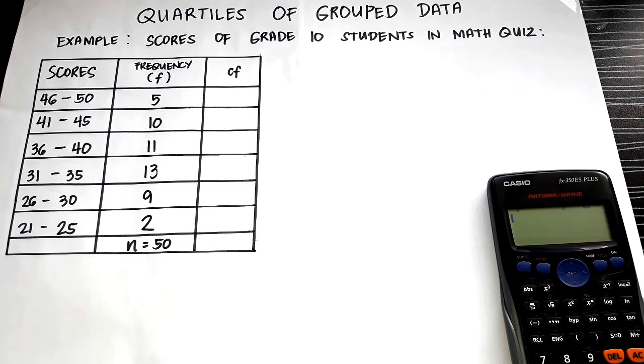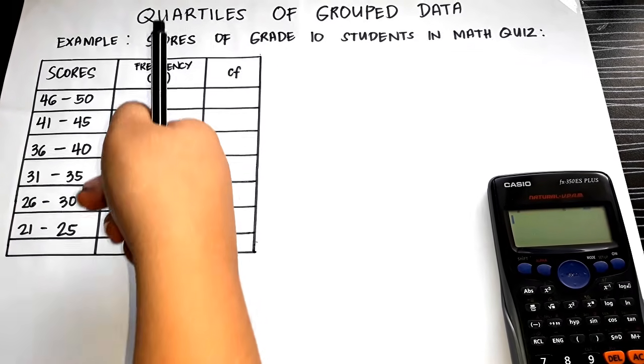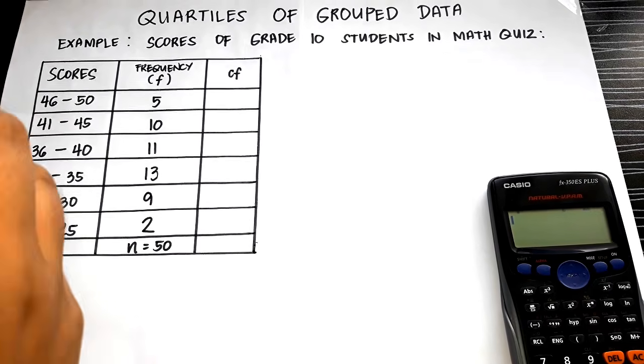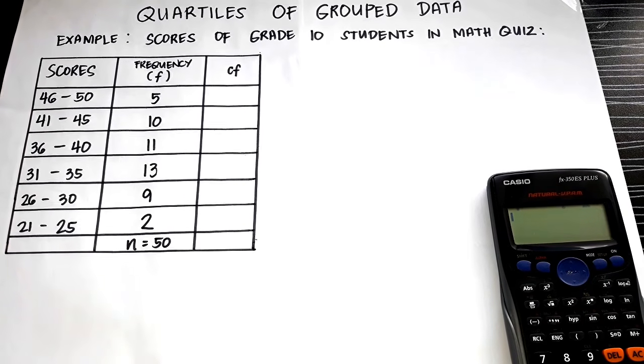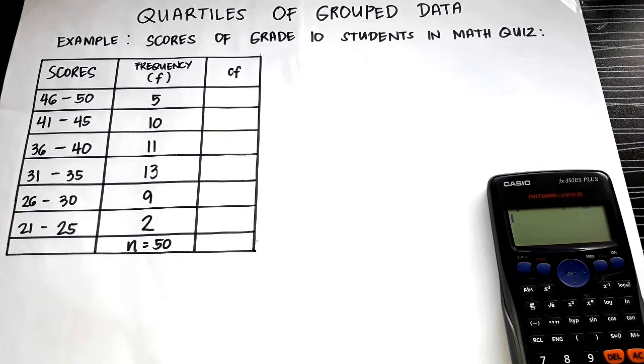Now, in a group data, naka-table po ang ating data. Meron tayong given frequency, meaning, anong ibig sabihin ng frequency? Frequency indicates how frequent the scores occurred. Meaning, ilang beses tumabas yung ating score.